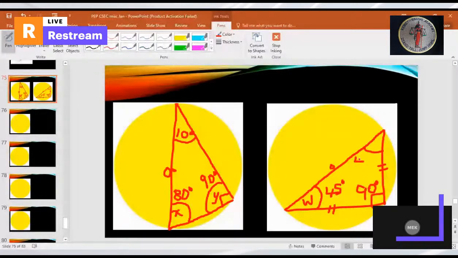So the O tells us this is the origin. Therefore, we know this is the diameter. Therefore, we know this is 90 degrees. Therefore, we know that these angles must add up to 90 degrees. We know that these two lines are equal. Therefore, these two angles are equal. Therefore, we split the 90 degrees between them.